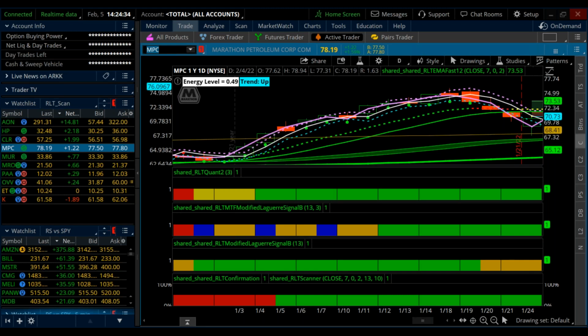Is the scanner web-based? No, the scanner is built into TOS. I don't like web-based stuff for trading. It's too slow. This is inside TOS. You load the software down on your computer, and the scanner is part of that software.